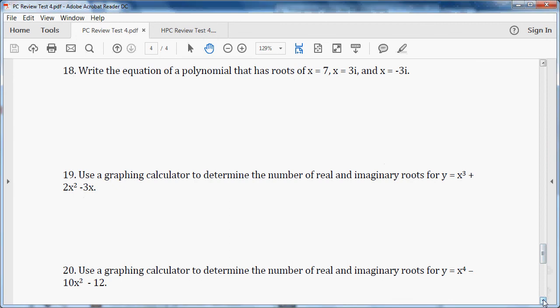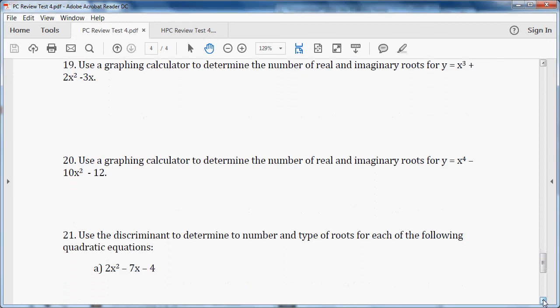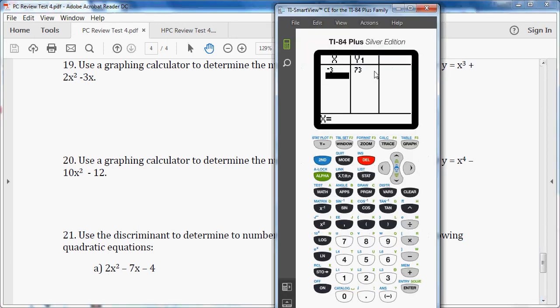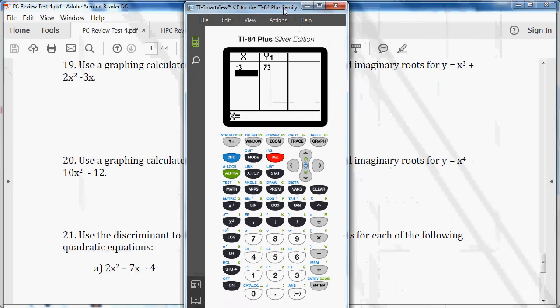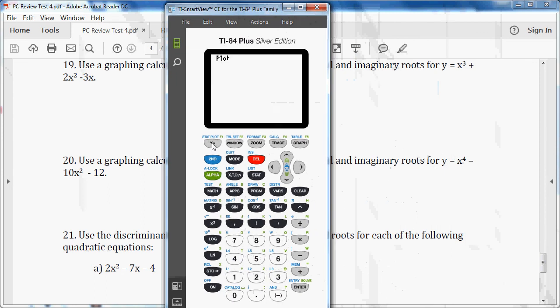Number 19: Use a graphing calculator to determine the number of real and imaginary roots for this equation. So first of all, we know the total number of roots for this is 3 because that's its degree, it's x cubed. I can look at the graph of this to look for x-intercepts because the number of x-intercepts it has tells me the number of real roots it has. So I have x cubed plus 2x squared minus 3x.